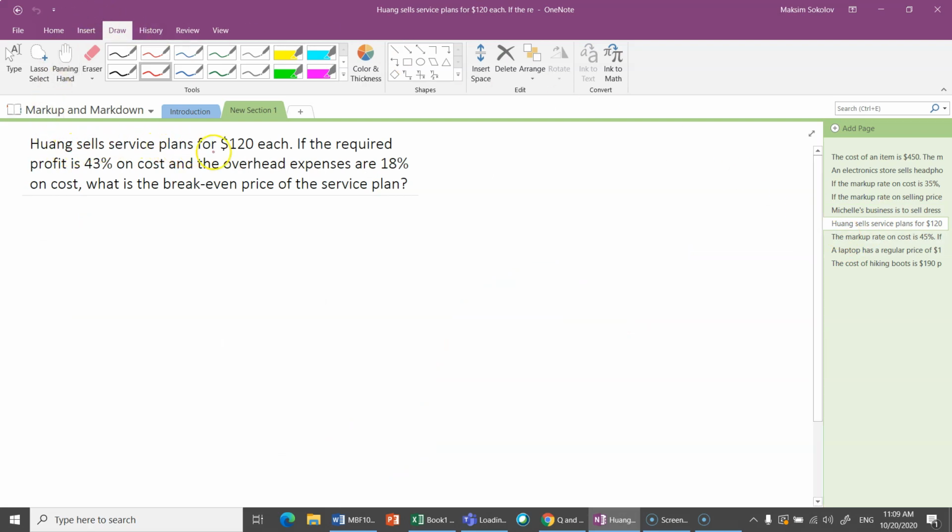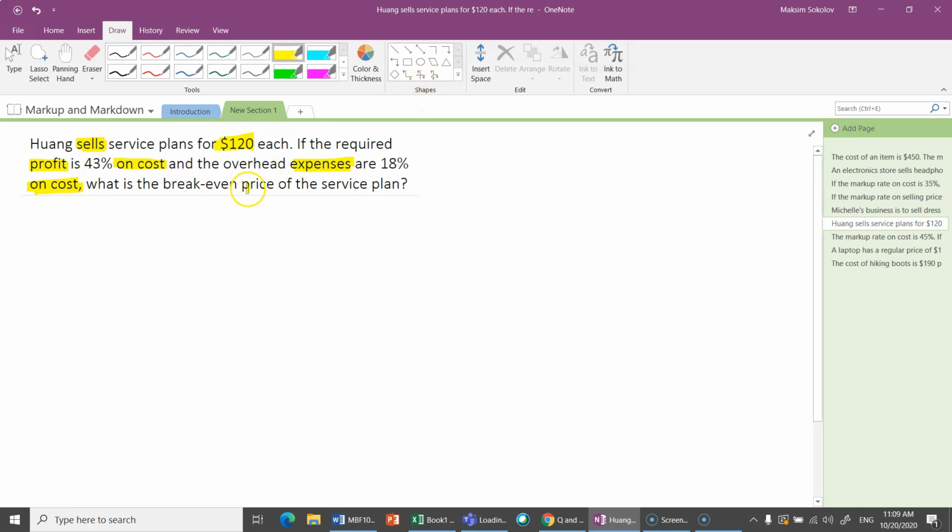Huang sells service plans for $120 each. If the required profit is 43% on cost and overhead expenses are 18% on cost, what is the break-even price of the service plan? Well, in this problem again, we know that Huang sells service plans, which means that $120 here is our selling price. Again, we're given required profit here, which is given on cost, and we're given expenses, which are also given on cost.